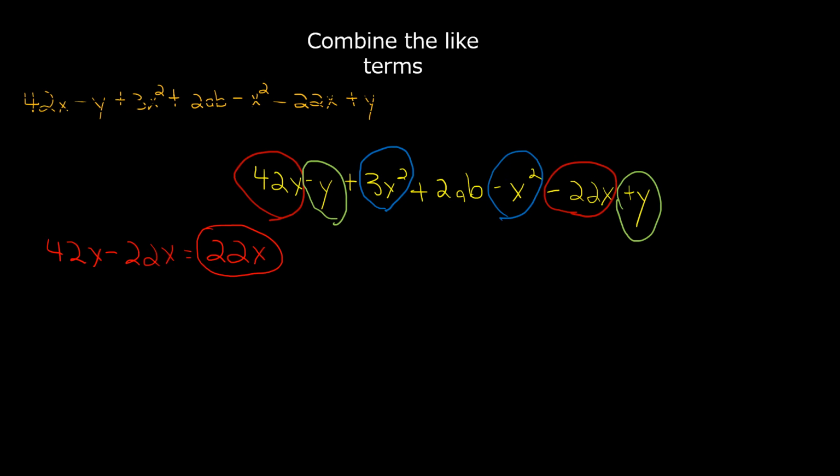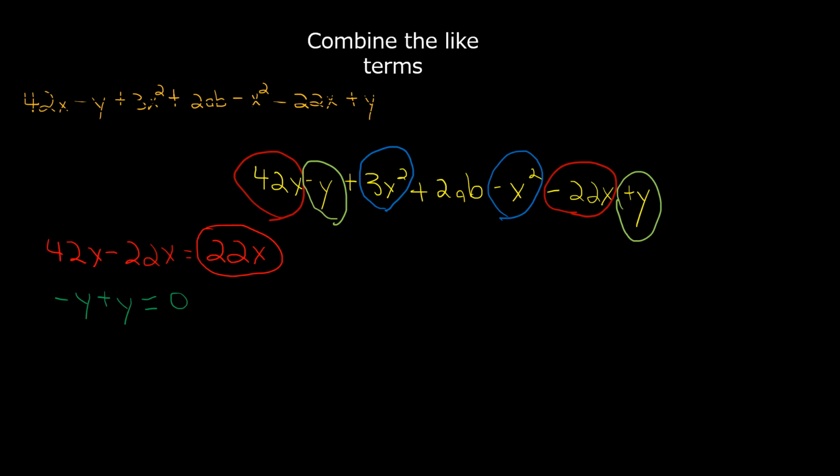So let's go with the green, the negative y plus y. We already know the answer to that. Negative y plus y is going to equal 0. And it will be the same if it was something like negative 5 plus 5, it'll be 0. Negative 100 plus 100, it'll be 0. So anytime you run into a problem like that, you should automatically know, yeah, it's 0.